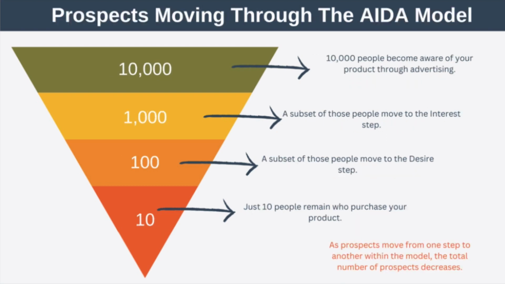Now, the model describes how one person moves through it, but it's also useful to think about how many people might move through it. As a set of prospects move from one step to another within the model, the total number of prospects decreases. So a relatively large group of prospects become aware of your product through advertising, and a subset of those move to the interest step, and then a subset of those move to the desire step, and finally an even smaller subset move to the action or purchase step. So you can see in this example, we started off with 10,000 people becoming aware of us through advertising, and we finally end up with just 10 people taking action.